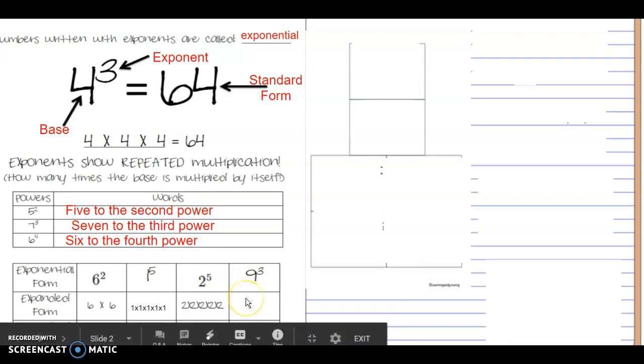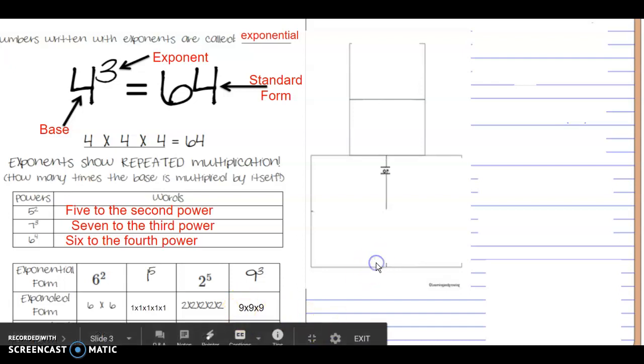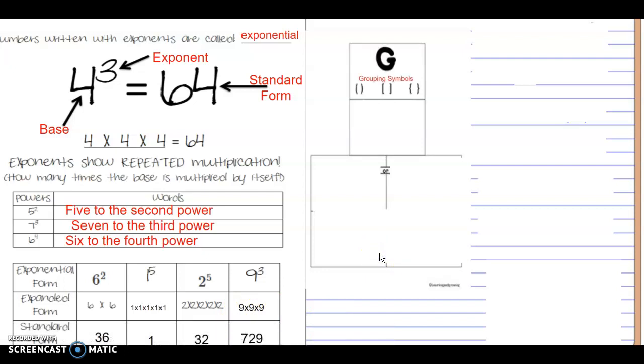9 to the 3rd power, expanded form is 9 times 9 times 9. And when you evaluate that, you get 729. Exponents are a big part of 6th grade. We're going to now use exponents in our order of operations expressions when we evaluate them. So make sure that you understand how to do those. Alrighty. On the next page, we're going to talk about exponents and order of operations.